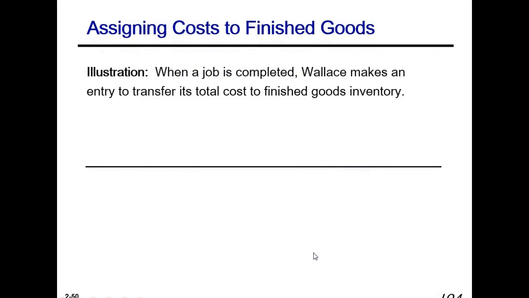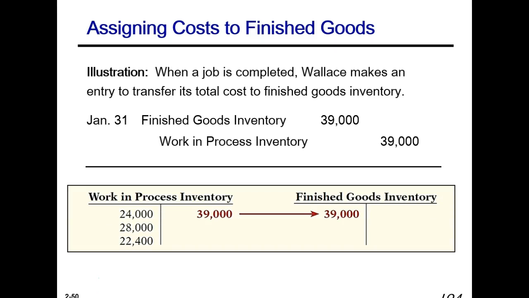Assigning costs to finished goods. When a job is completed, Wallace makes an entry to transfer its total cost to finished goods inventory. So the $39,000 increases the inventory account finished goods, and we're going to decrease our WIP account because it's no longer in WIP, it's done, it's finished. So as you see here, the WIP is only there while we're processing something or producing something. Once we're done producing it, it's going to go right into finished goods, and we reduce it out of work in process.